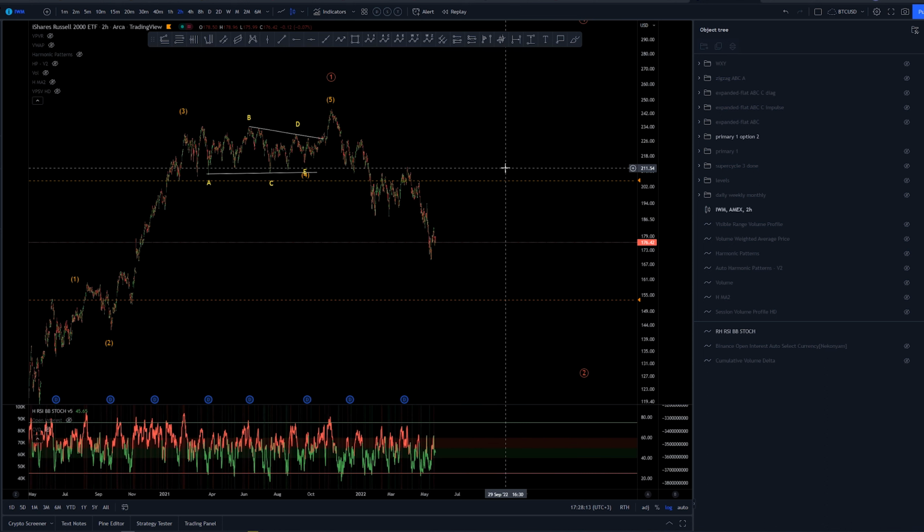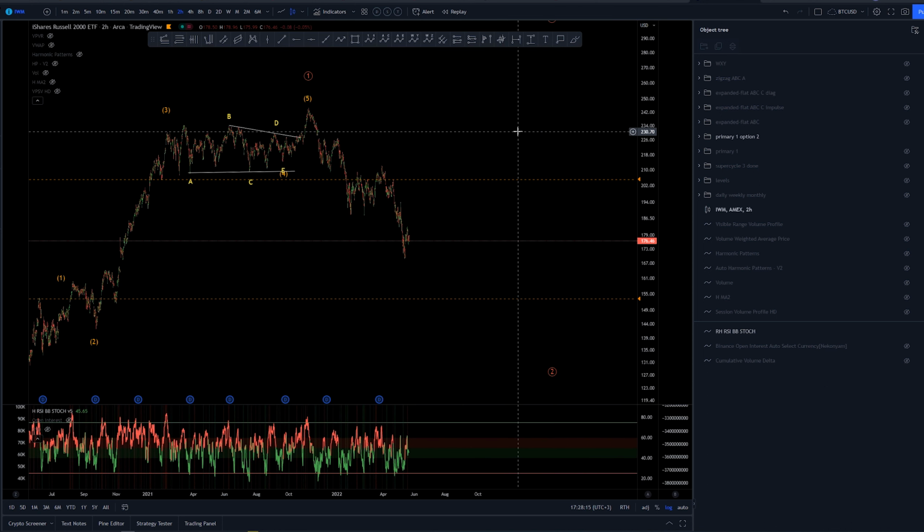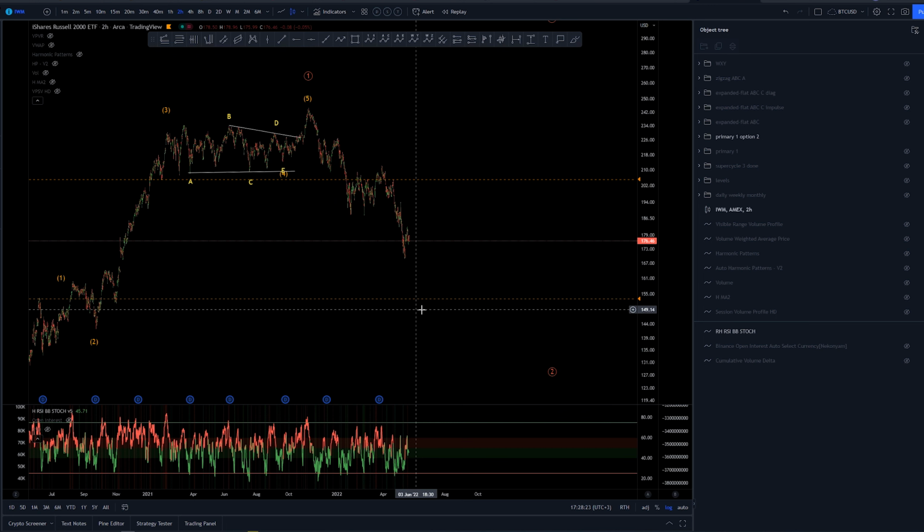But that's basically the stuff I wanted to share on Russell 2K. It looks really bearish on all of the scenarios I could find. Let me know if you have another count that would make this more bullish.